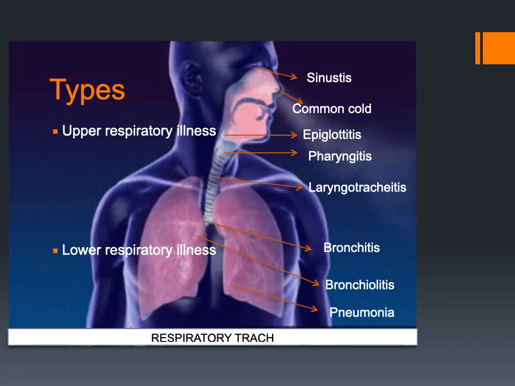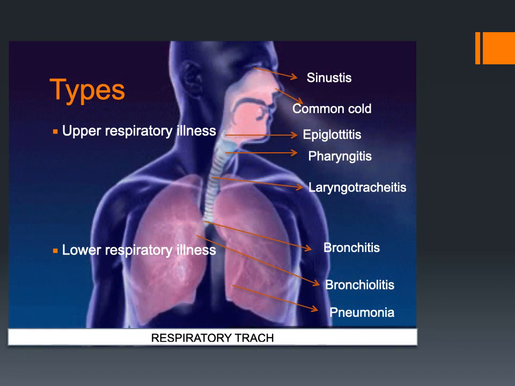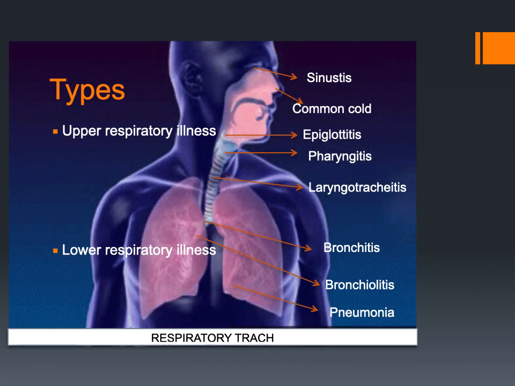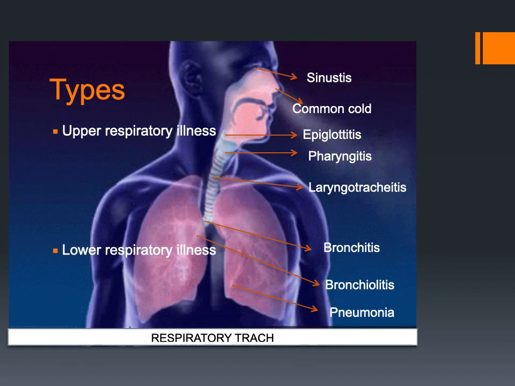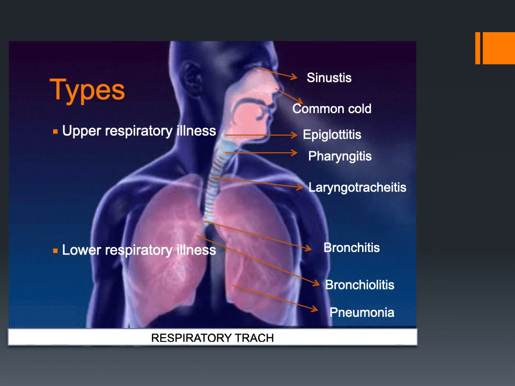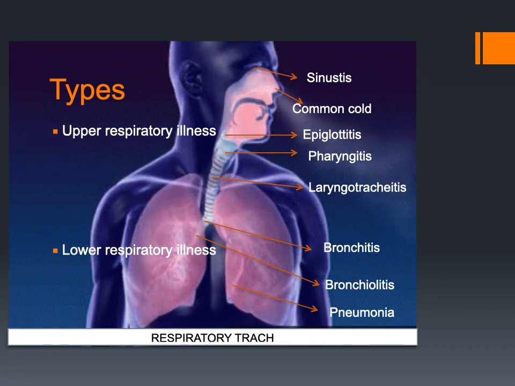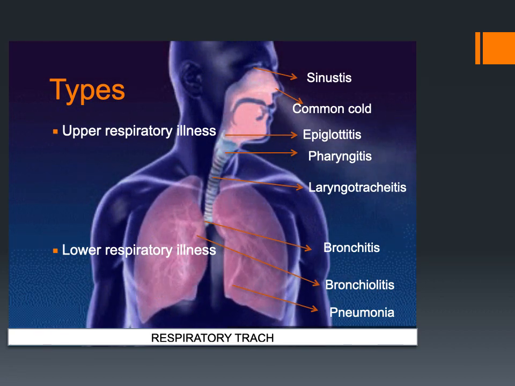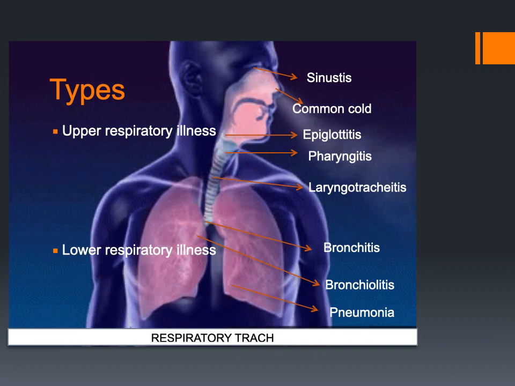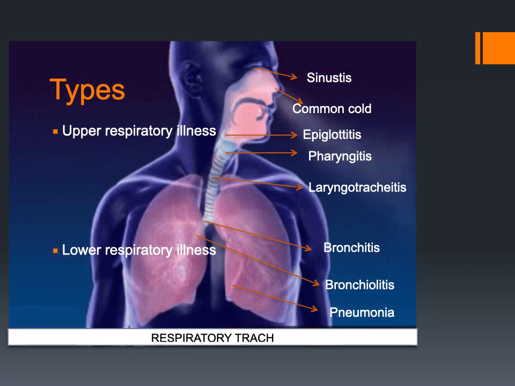If you take upper respiratory illness, in most cases it is easily treatable, and simple home remedies can help you prevent this kind of infection, or might help develop your immune system. All sorts of things are there. But lower respiratory illness is a bit more difficult to treat, for example pneumonia and so on.